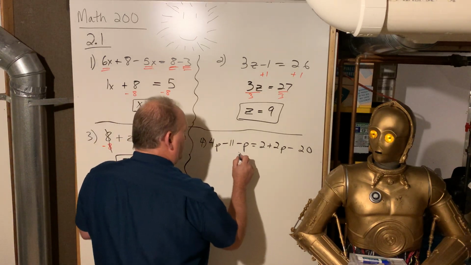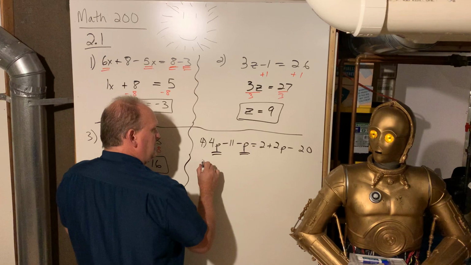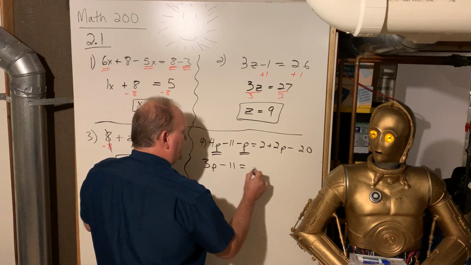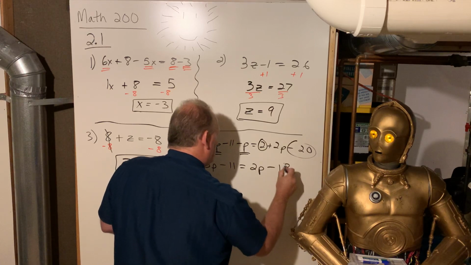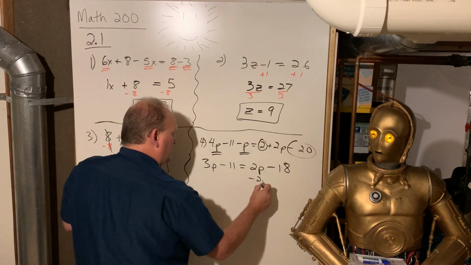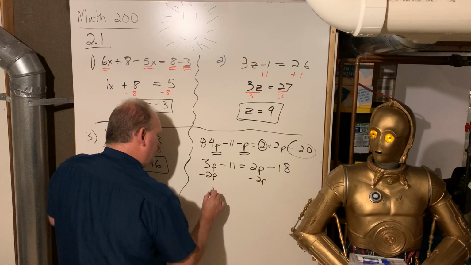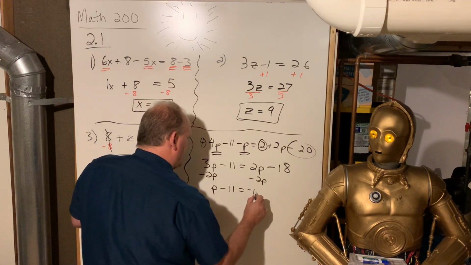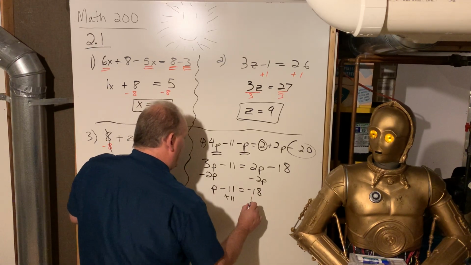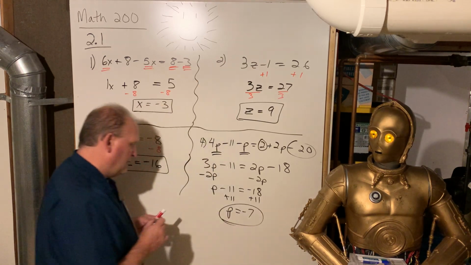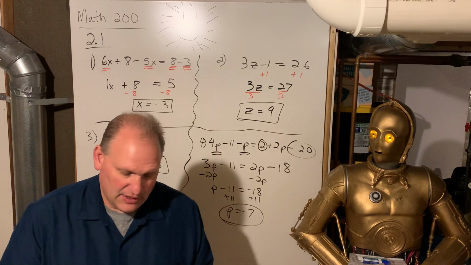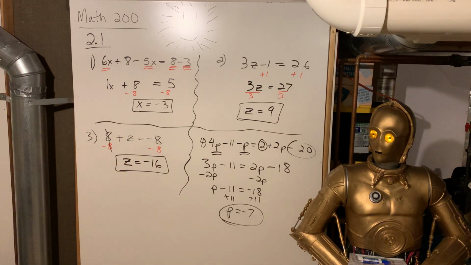Let's look at this one. Combine like terms first. It's 3p minus 11. Combine like terms again, that's 2 and negative 20 is negative 18. Get all the variables over to one side. P minus 11 equals negative 18. And add 11, p is equal to negative 7. So be very cautious when you're working out equations. You've got to really mind those positives and negatives.